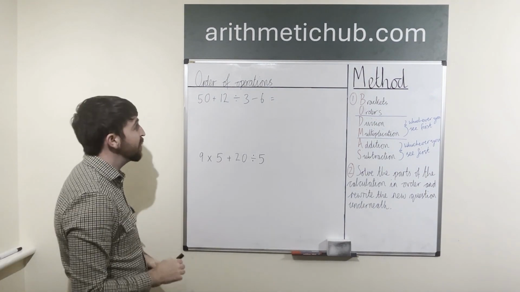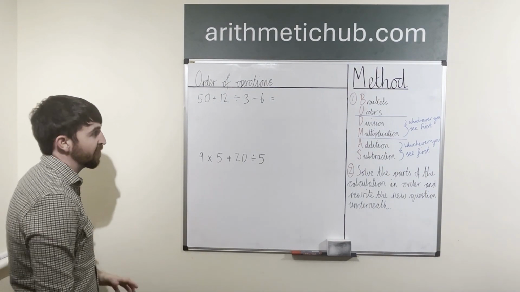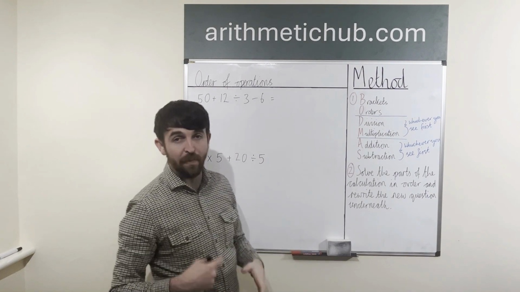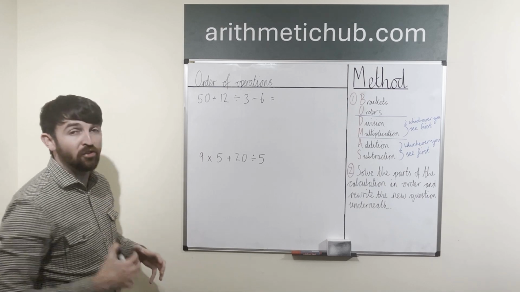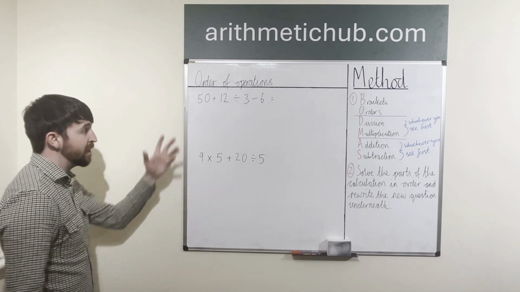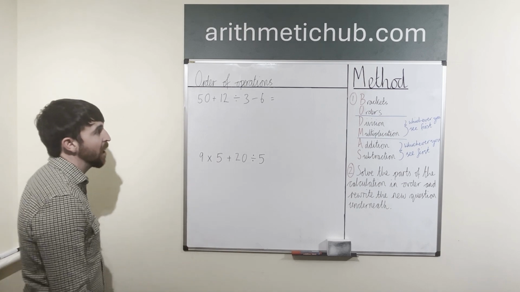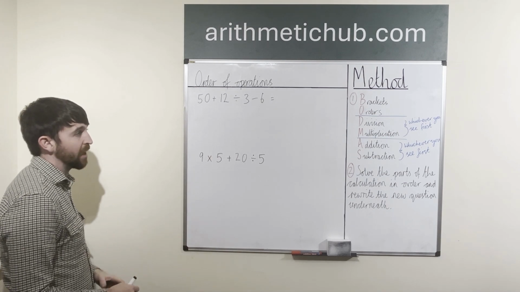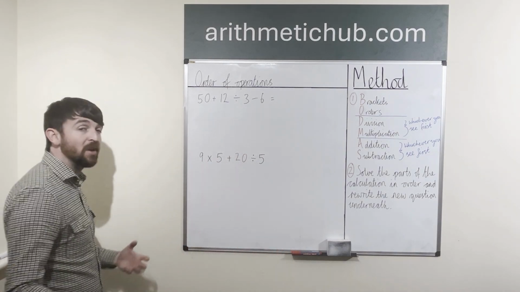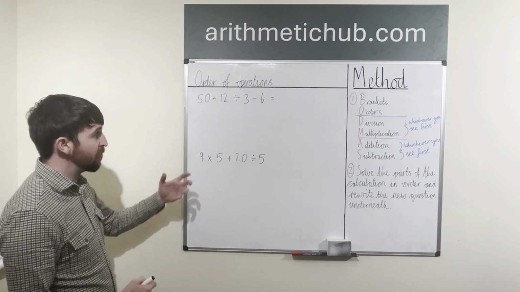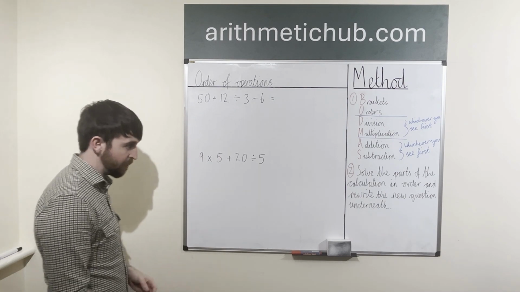Hi everyone, so today we're going to have a look at order of operations. You may have heard this also referred to as BODMAS or BIGMAS. Order of operations is basically just telling us which order we do our operations in. So we've got a question here, 50 add 12 divided by 3 minus 6. When we're looking at it through BODMAS, what we would think is, which part of this calculation do I need to do first? Because there are lots of different parts to this calculation.